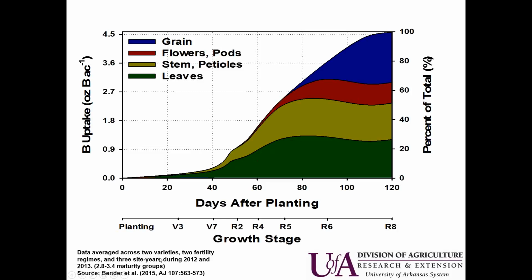The key thing I'd want you to look at is that this is a late 2, early 3 maturity group. If we just look at the R2 growth stage, about 25% of the boron had been taken up by these early maturity group plants at this stage. Compare that to the total amount of boron uptake during the year, which was about 4.5 ounces, or a quarter to a third of a pound of boron in the above ground portion of the soybean plant.